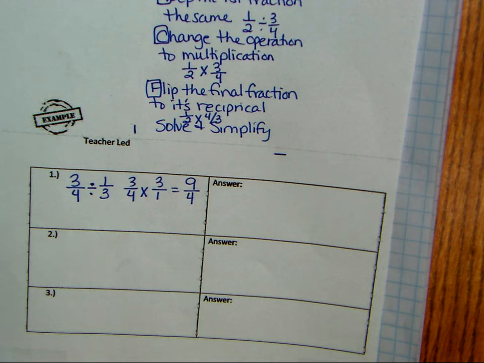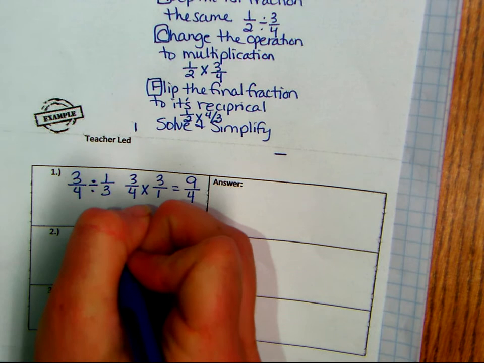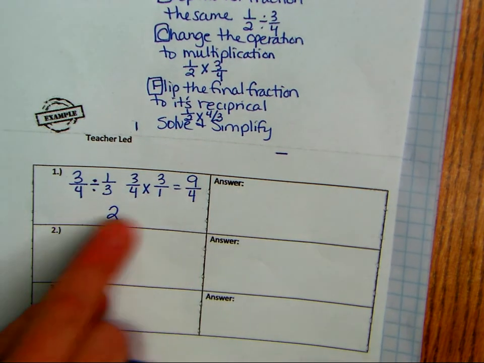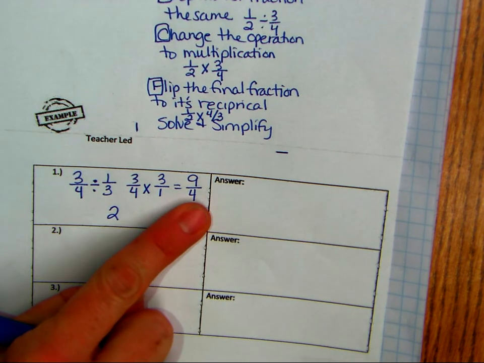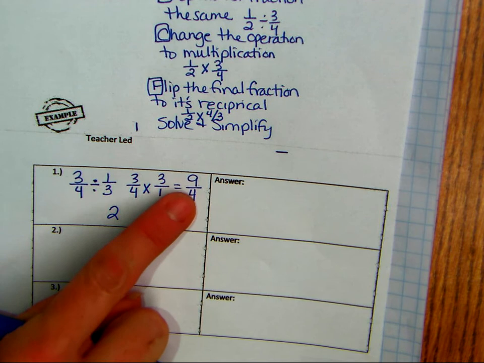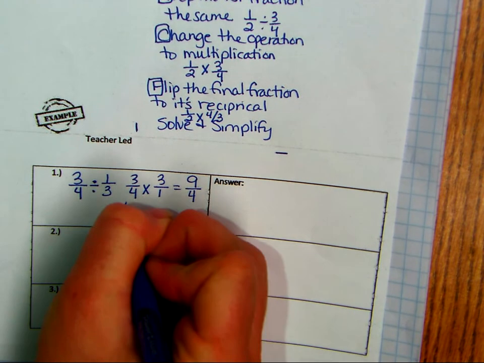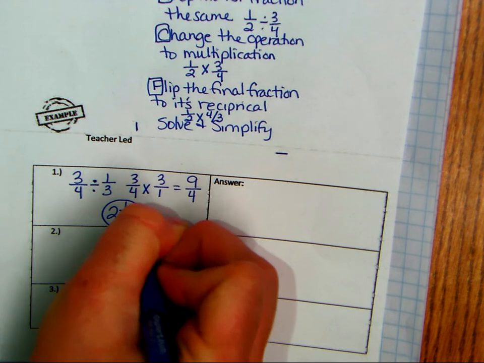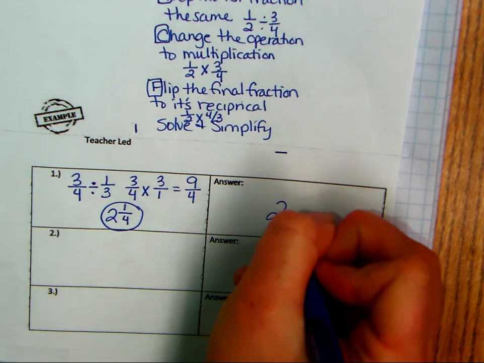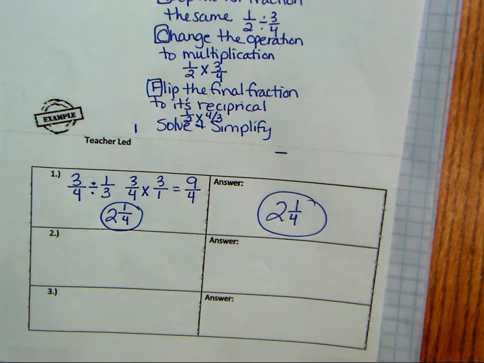And we do that by figuring out how many whole numbers we can pull out of the numerator. How many times can the denominator go out of the numerator? What do you think, class? 2. So we would have 2. Now if we take 2 times 4, that's 8. And we subtract that from our numerator, 9 minus 8 is what? 1. So we're left with 1/4. That's your answer. 2 and 1/4.